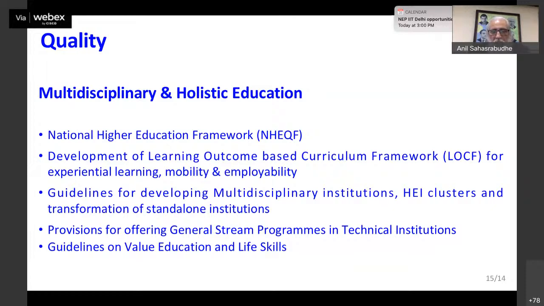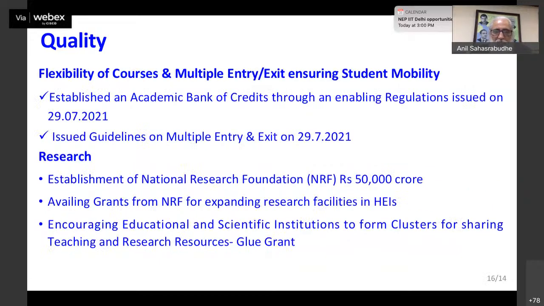Provision of offering general stream programs in technical institutions. That's what makes it holistic multidisciplinary. Guidelines on value education and life skills. These guidelines are issued both by UGC and AICTE. We conduct a program called Universal Human Values continuously over a period of last 2.5 years, training more than 50,000 odd faculty members. And this is very empowering for them.